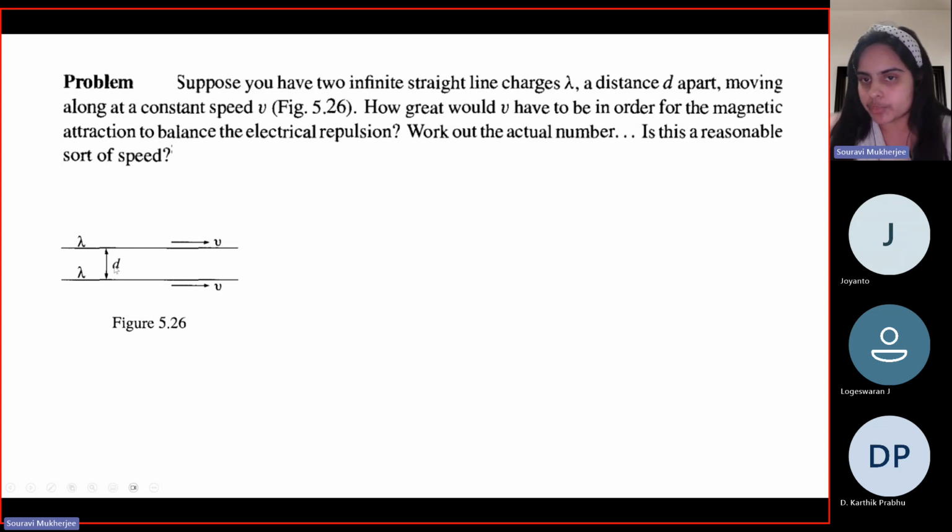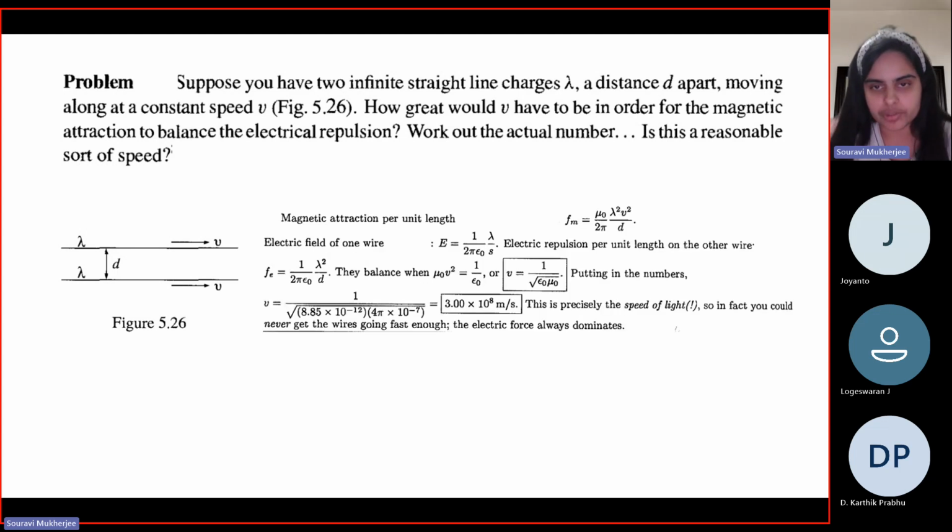So we know the expression for the magnetic force. It would be given as mu 0 by 2 pi d times lambda v, that is the field for one wire, times lambda v, that is the current for the second wire. So this is your expression for magnetic attraction per unit length.